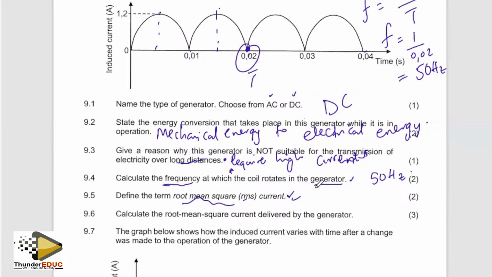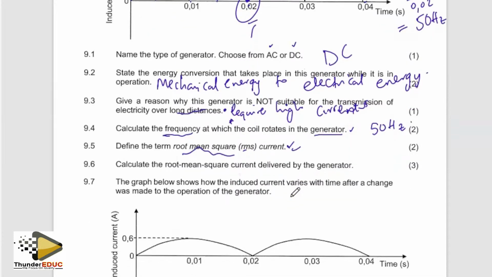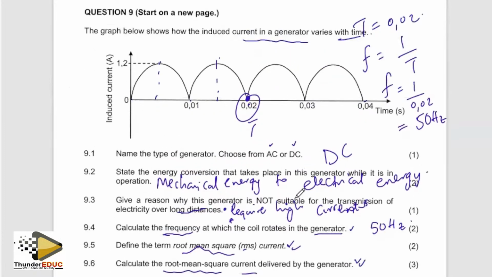So it's saying the equivalent DC current that will give us the same effect as the AC that will be flowing within the circuit. And then 9.6, they want us to calculate the RMS current that is delivered to the generator. So we know that the current is 1,2. So this is I max, okay?